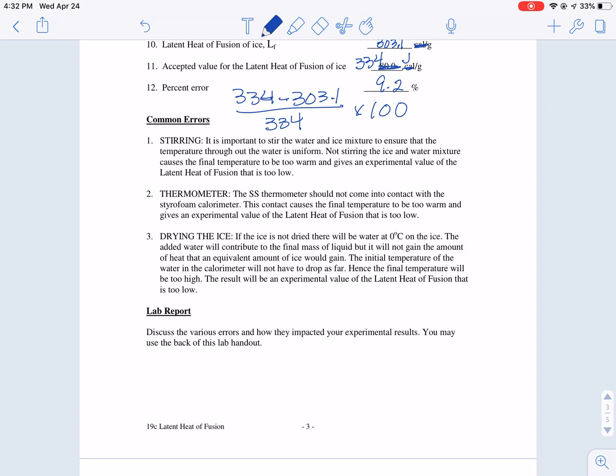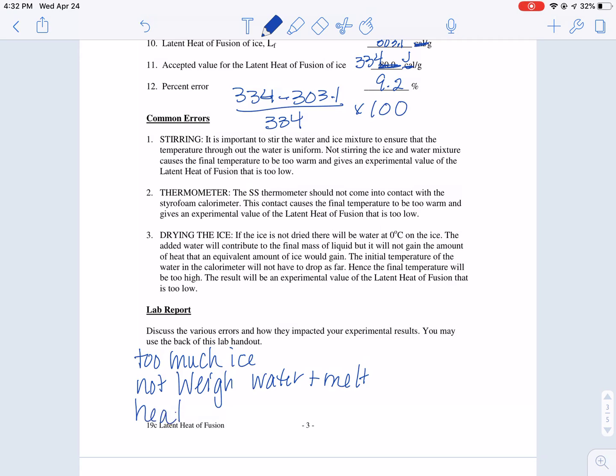Well, first of all, there's the error of too much ice, which 7th hour had. There's the error for me for not writing down my ending point, and I had to guess how much ice. I didn't weigh my water plus the melt from the ice. There was heat escaping from the top. We needed a lid. You might not have stirred. Stirring's important. You might not have stirred constantly. That could affect it. What other thoughts do you have?